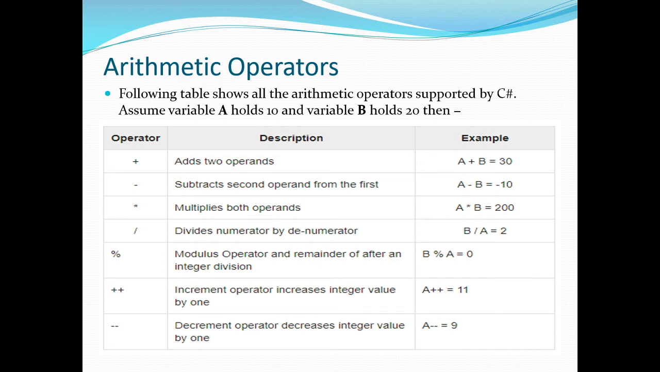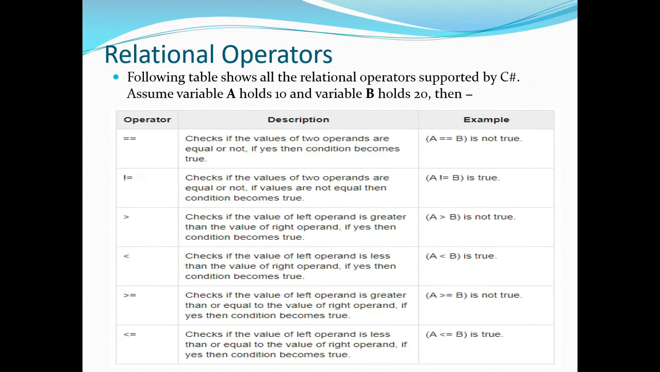The auto increment a++ means it automatically increments by 1, so it just adds 1. The decrement, minus minus, reduces it, so a minus minus equals 9, it decreased by one. For modulus, b % a, the modulus of a equals 0.